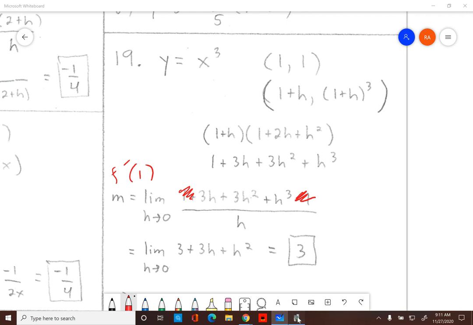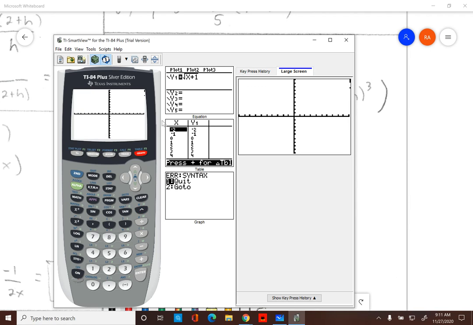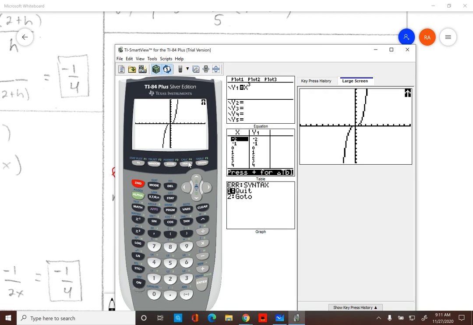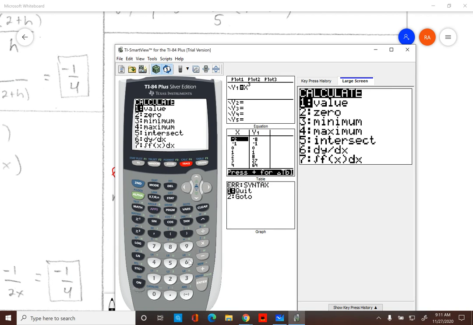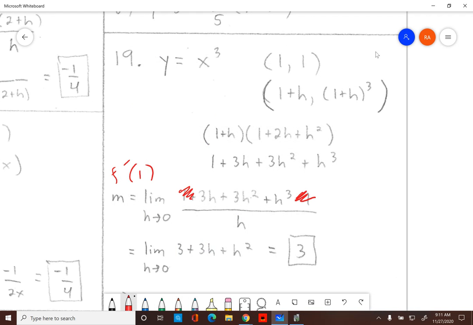If we want to verify that, calculate the derivative at x equals 1. It's equal to 3 with a little rounding error there. I'm seeing that slight rounding error there.